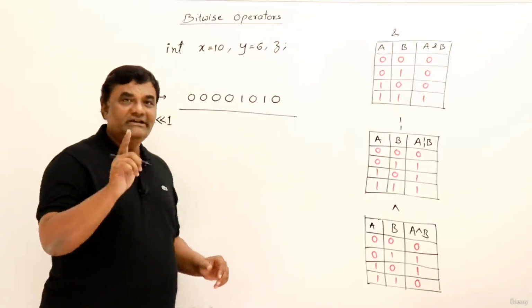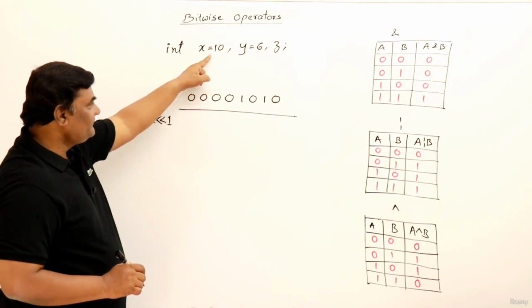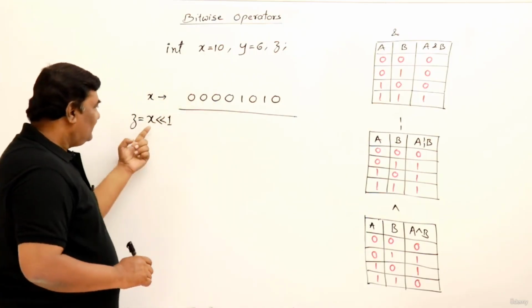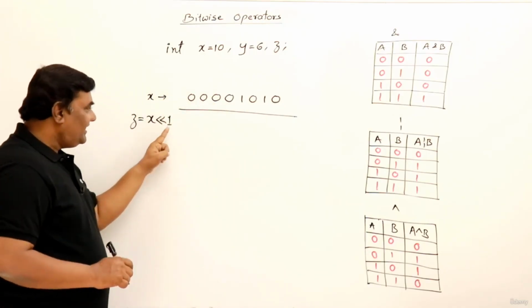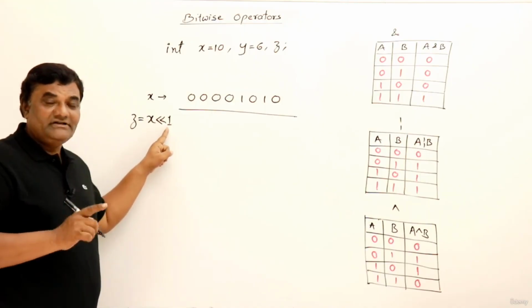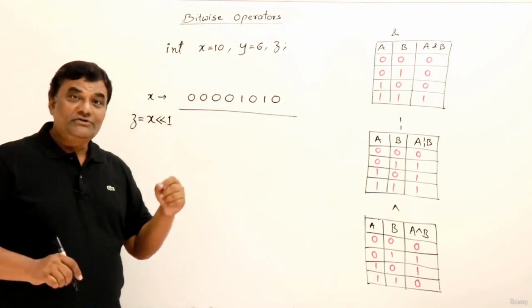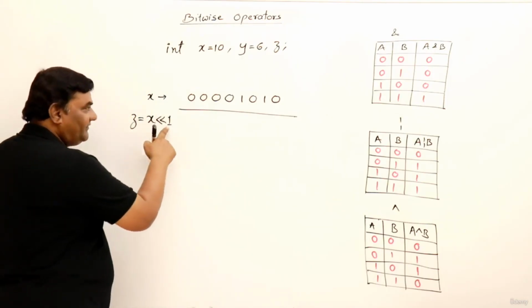For left shift operation, only one variable is sufficient. I have taken just x, whose value is 10, and this is the binary form. Now, left shift the bits by one place. Here you can write any number that gives the number of places you want to shift those bits. I want to shift them by one place.